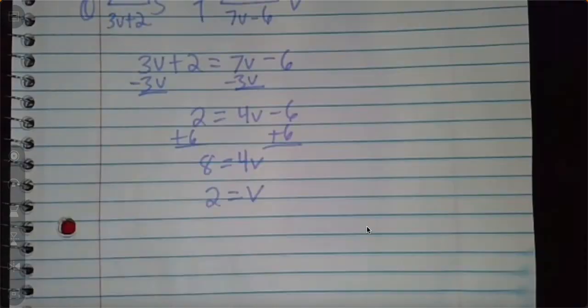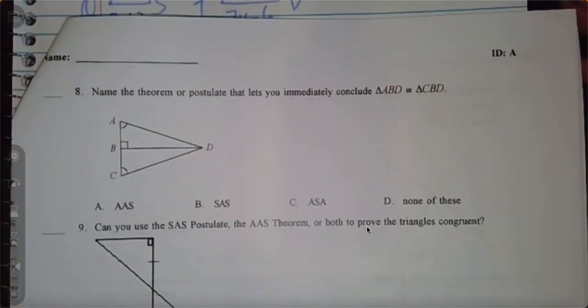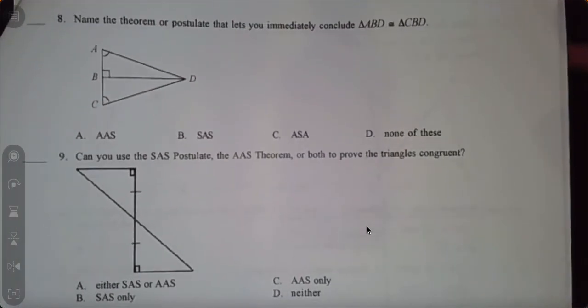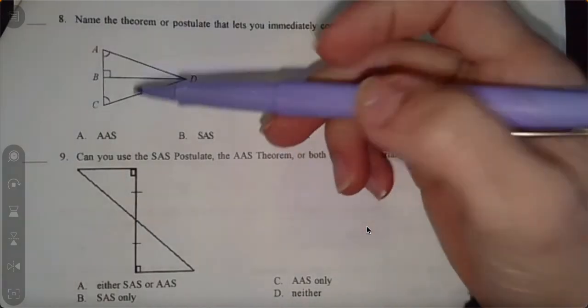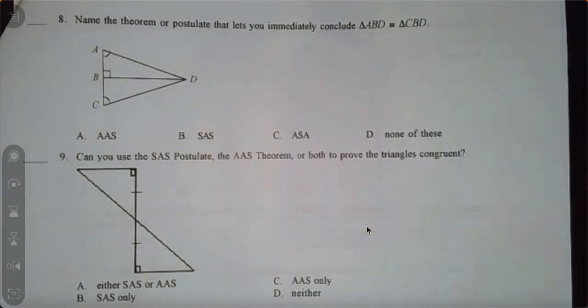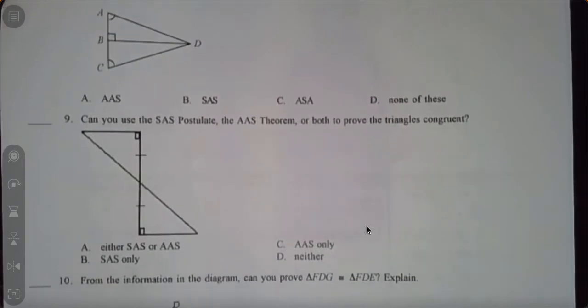All right. Moving along to number 8. What theorem or postulate lets you know that these two triangles are congruent? Very good. Angle, angle, side. Because I know this side right here is congruent. So angle, angle, side. Y'all have gotten better at that. Thank you. All right. Number 9.